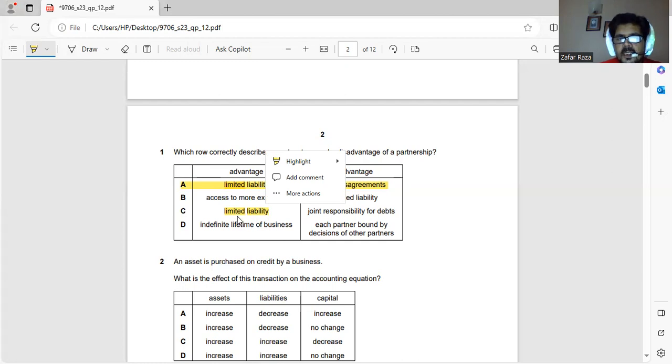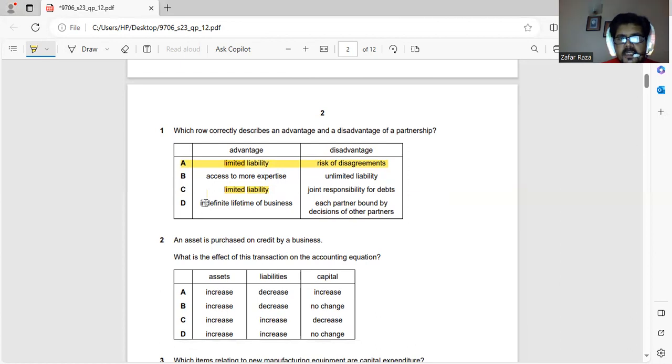Okay, now come to B or D. Access to more expertise and unlimited liability is a disadvantage. Yes, this must be the answer. What about infinite lifetime of business? No, partnership business does not have what we call perpetual existence. So this is not the advantage. So D option could not be the answer. Getting my point clear? This could not be the answer, D option.